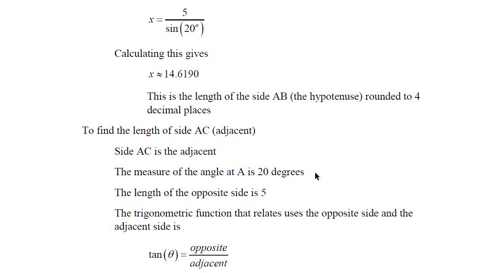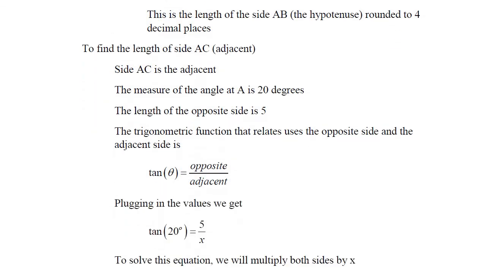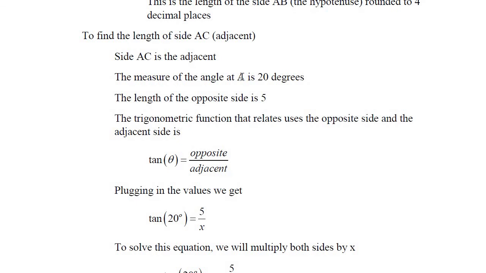The measure of my angle A is 20 degrees, and we know the length of that opposite side, which was 5. So we have the adjacent side and we have the opposite side, so here we're going to use tangent. Tangent of theta is equal to the opposite divided by the adjacent. So plugging my numbers in, this gives me tangent of 20 degrees, that's what my angle is, equal to the opposite, which is 5, divided by the adjacent, and we're trying to find the adjacent.